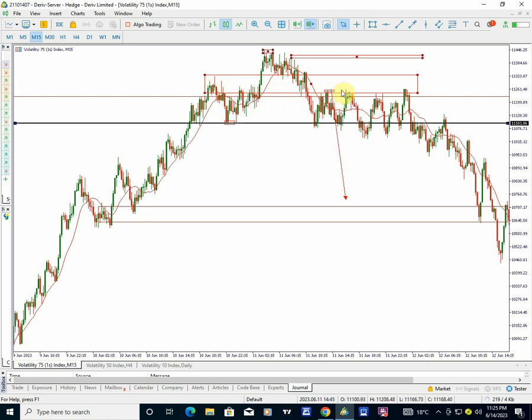Where will the market retest? On our key zone right here, and then I will take our sell trade here, and my stop loss will be above here, my take profit will be here and down there. That's our first great entry that we could have gotten right here on this pair, which is Volatility 75.